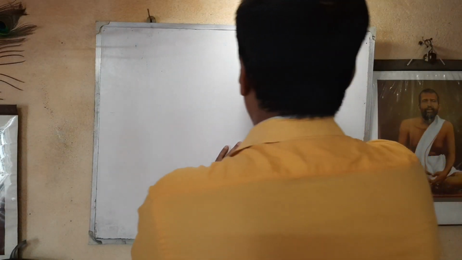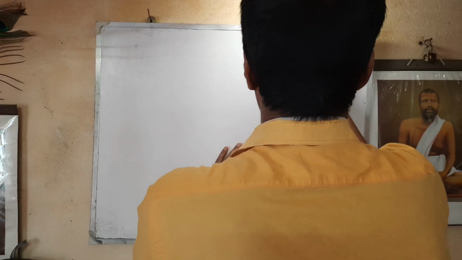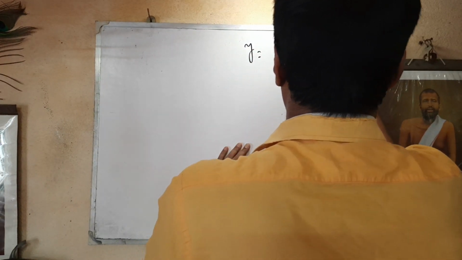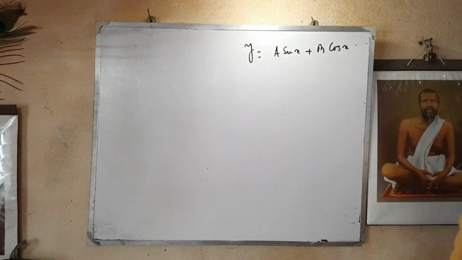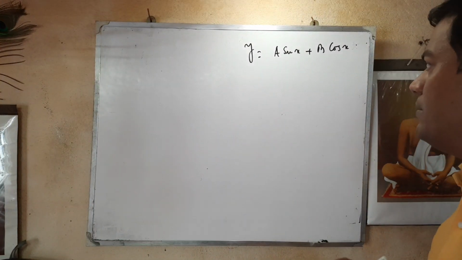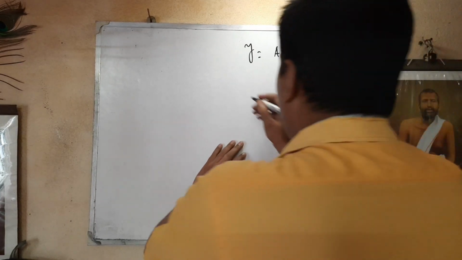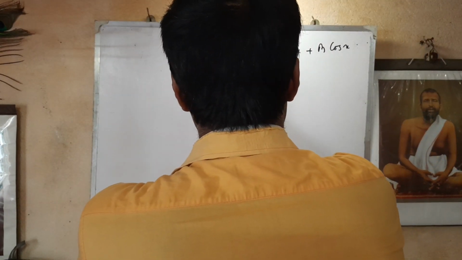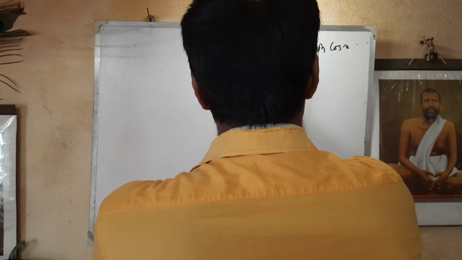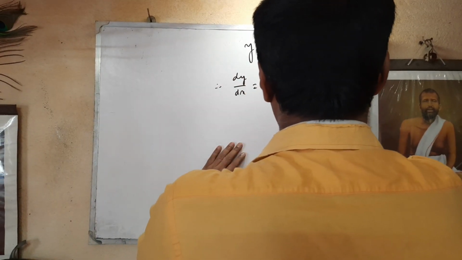Let us say we are given a function y equals a sin x plus b cos x, where a and b are constants, maybe positive, maybe negative, integer or fraction. If we compute dy/dx, that is d/dx of a sin x plus b cos x.